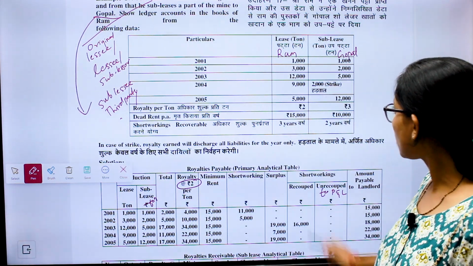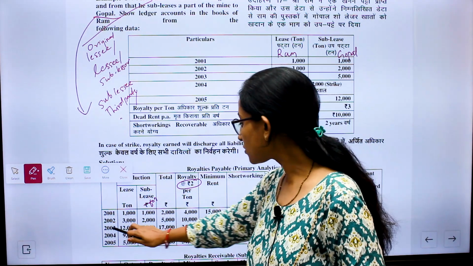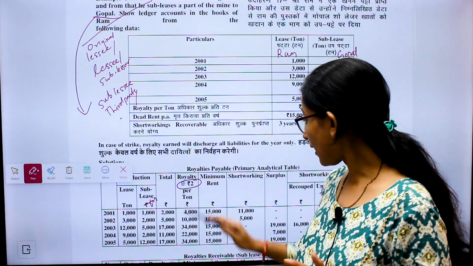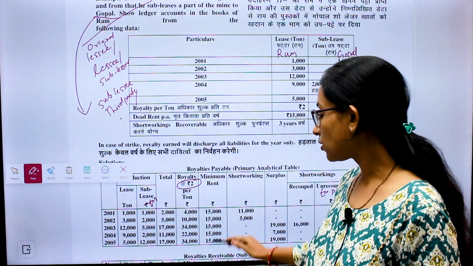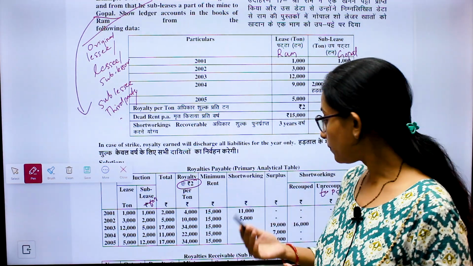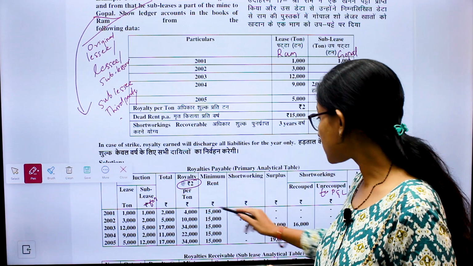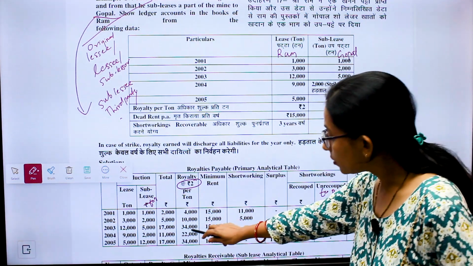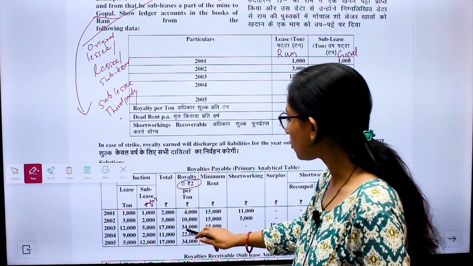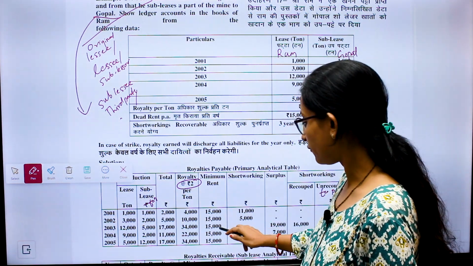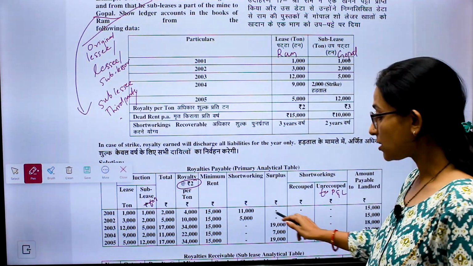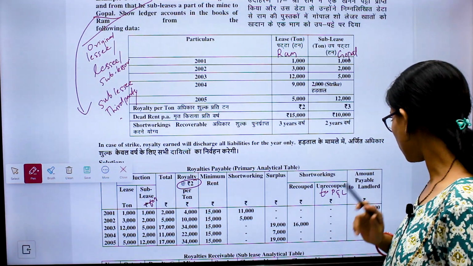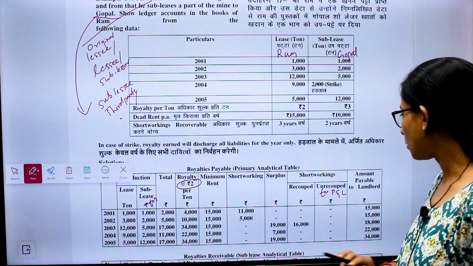Now in year 2003, here the royalty amount is 34,000 and the minimum rent is 15,000. Means there is a surplus. Surplus, there is no short working. There is surplus of how much amount? 19,000. When we deduct 15,000 from 34,000, we will get a surplus of 19,000. So this much amount we have as extra amount, excess amount.